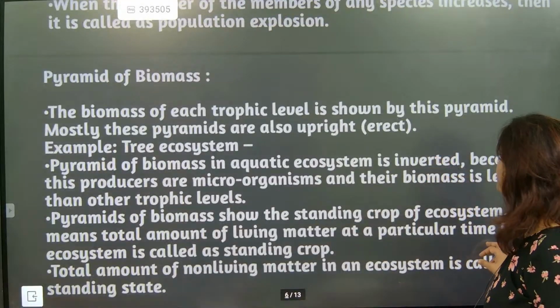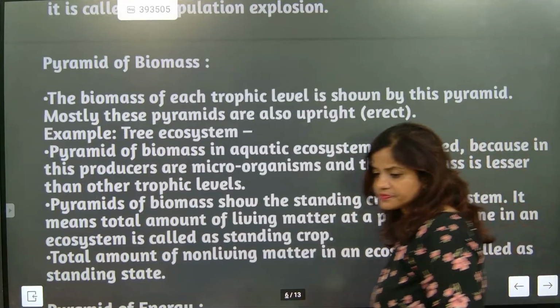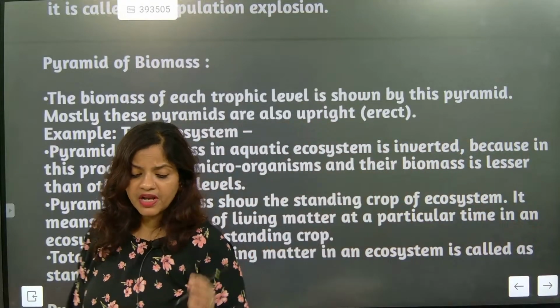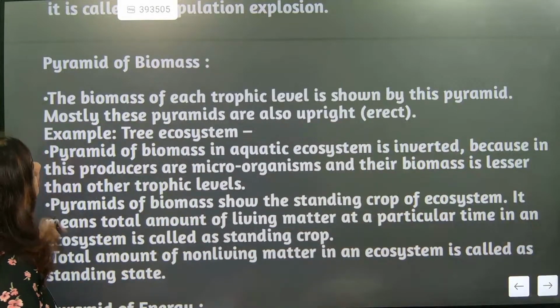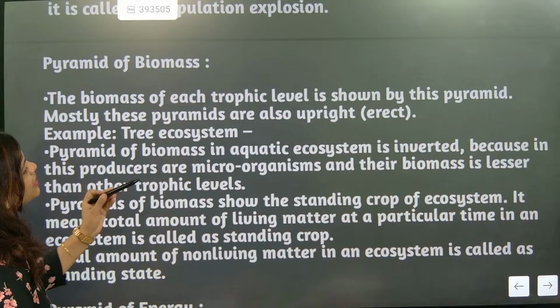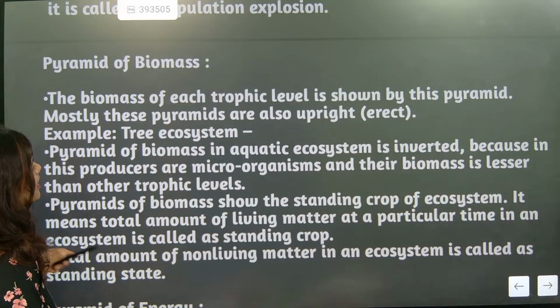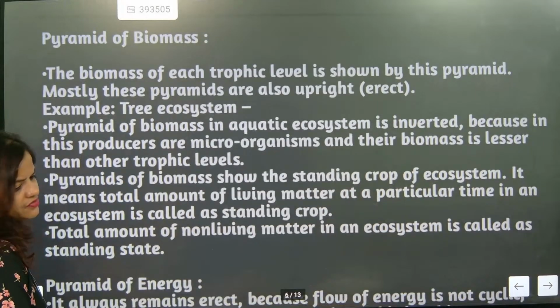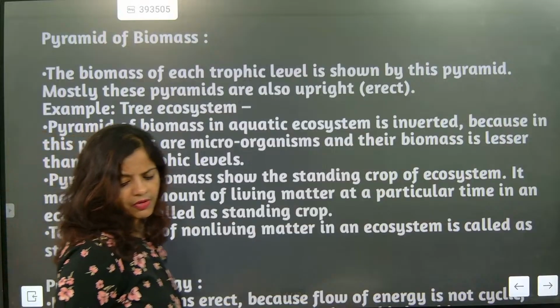The pyramid of biomass. What is the meaning of pyramid of biomass? The biomass of each trophic level is shown by its pyramid. Mostly these pyramids are upright, erect. Example, tree ecosystem. Just now we have seen it, and now we are going to talk about this system.